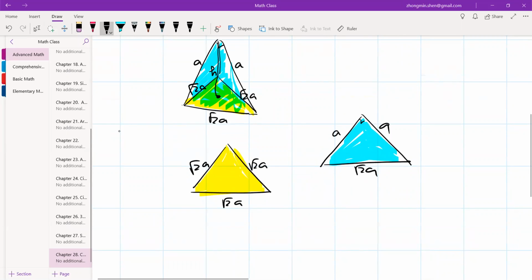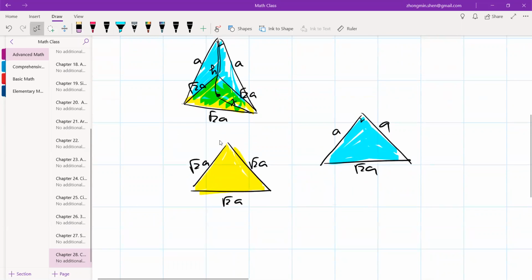All right, so how to find the height h? You need to draw the line from the middle, and this is x. Then you can apply the Pythagorean theorem to that vertical right triangle: h squared plus x squared equals the side length squared, a squared. So where's x? x is the distance from the center of the equilateral triangle to the vertex of the equilateral triangle.